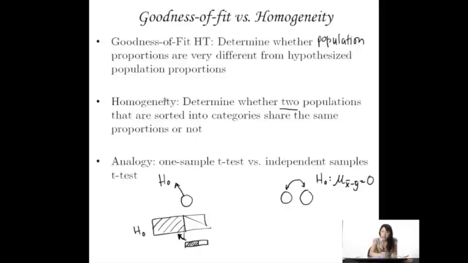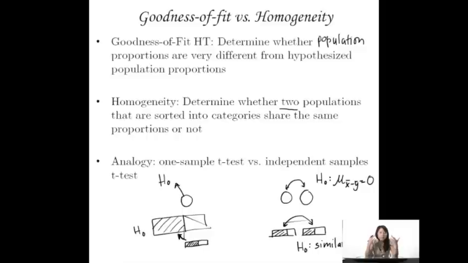In our test of homogeneity, we have two samples that come from two unknown populations, right? And we want to know whether these have similar proportions to each other. And so that's going to be our null hypothesis, that these have the same proportions or have different ones. So our null hypothesis is similar proportions.